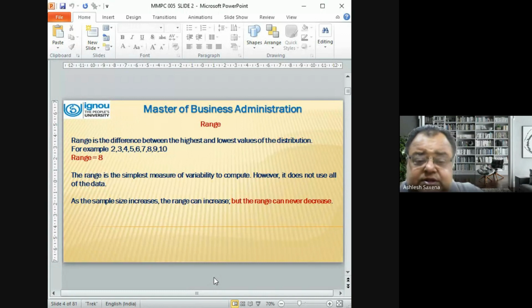The range is the simplest measure of variability to compute. However, it does not use all of the data. It is using the extreme values. As the sample size increases, the range can increase, but range can never decrease.